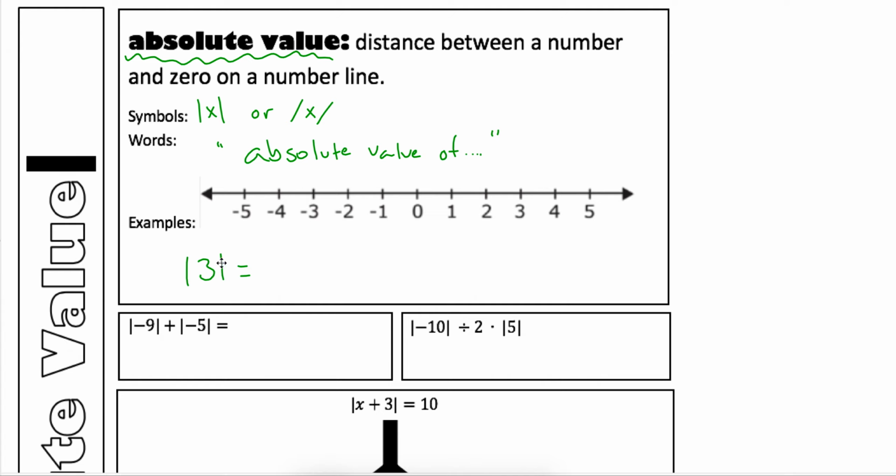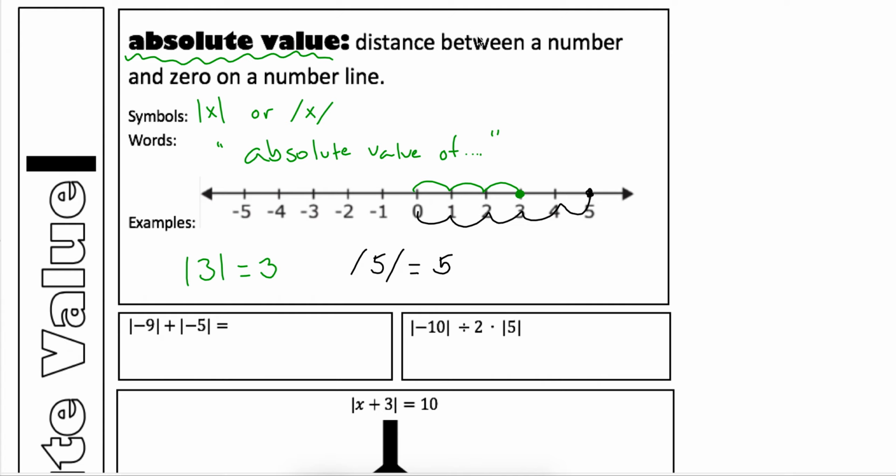How far is 3 from 0? Well, if I go here, how far do I have to go to 0? 1, 2, 3. So the absolute value of 3 is just 3. Or you might see the absolute value of 5. Well, how far is 5 from 0? Let's count. 1, 2, 3, 4, 5. It's 5 away from 0.